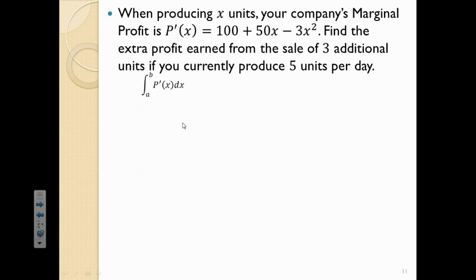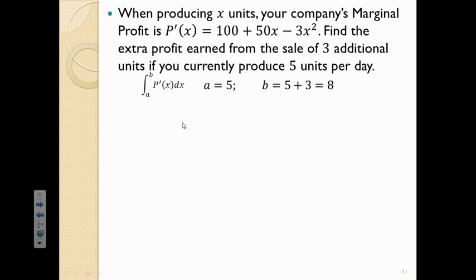Well, the integral from a is going to be 5, as we're starting with where we currently are, and we're going up to a b of 8, because we're going to sell 3 additional units. So again, a is always the smaller number, b is the larger number.